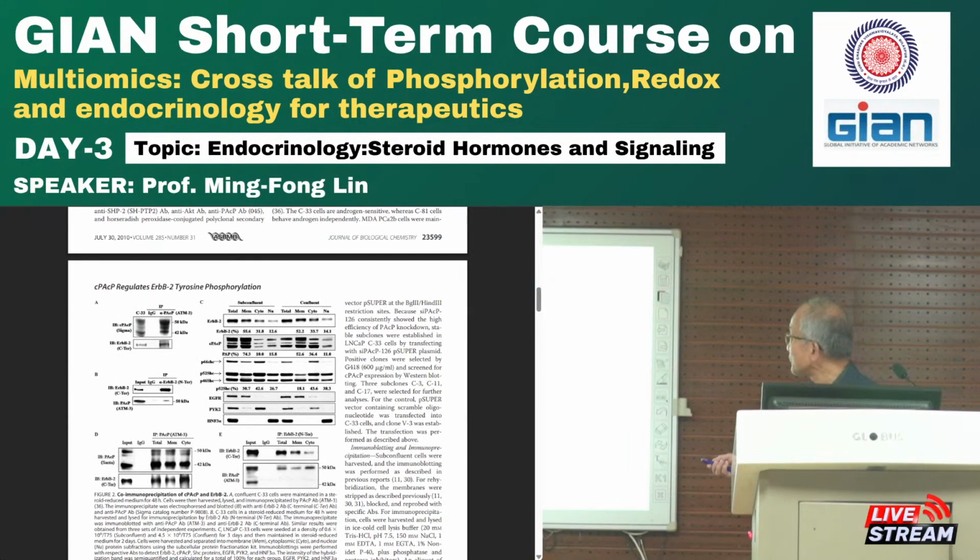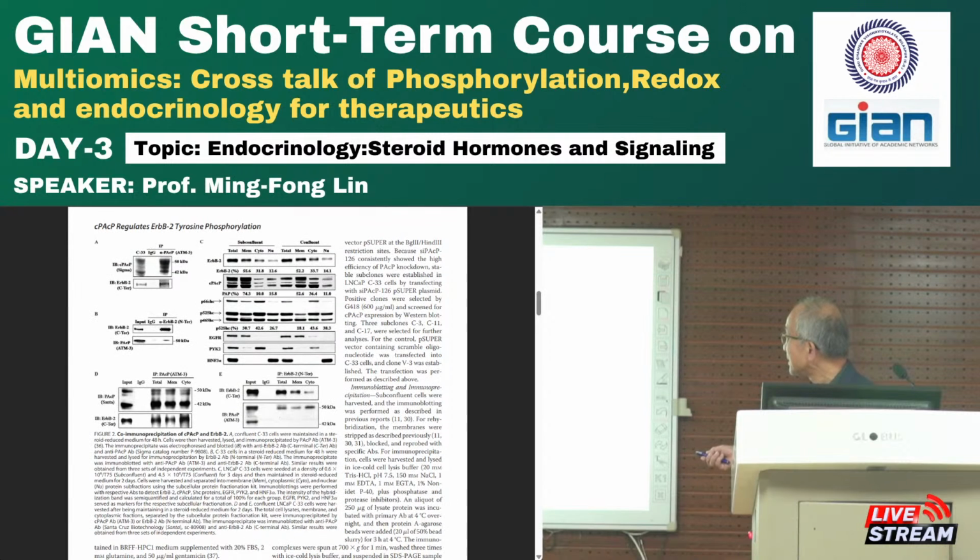So we subfractionate the cell into the membrane, cytosol, and the nucleus, and we find the phosphatase actually going down. They can be in the cytosol, mainly in the membrane. They can be in the cytosol. Some of them even in the nucleus.